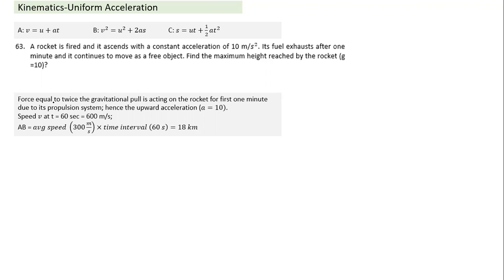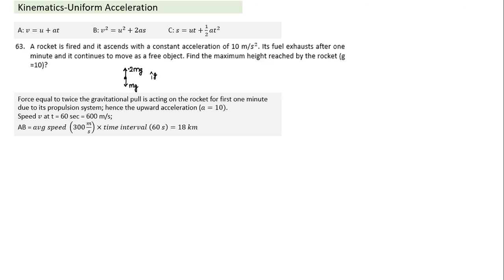Because the rocket has fuel gas, the fuel gas exerts an upward force equal to twice the gravitational pull. Hence the net force is something like this. The rocket's weight mg is acting downwards, but because of the fuel getting exhausted, it will exert a force equal to 2mg. This is due to the rocket propulsion system, and that's why it has upward acceleration g.